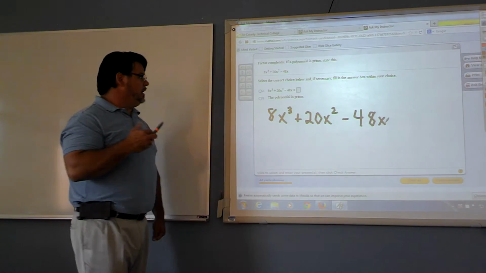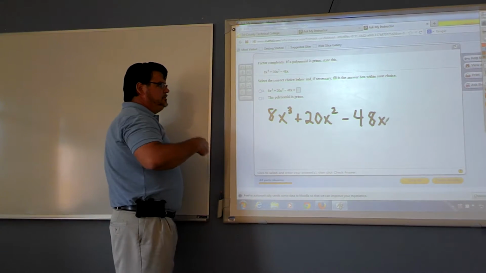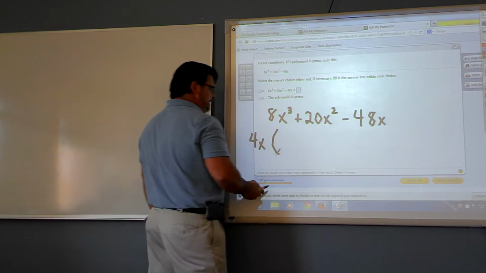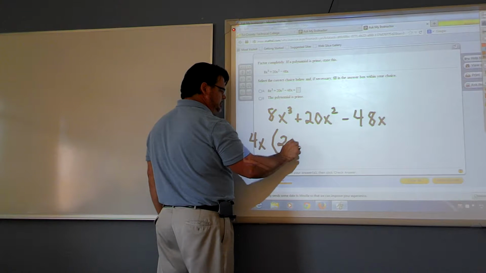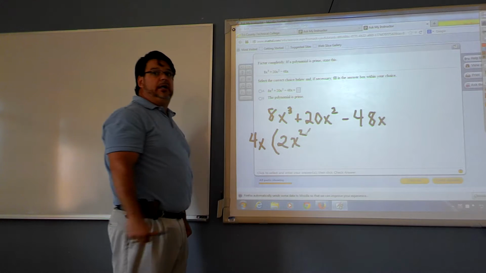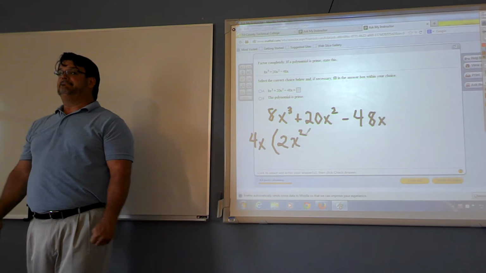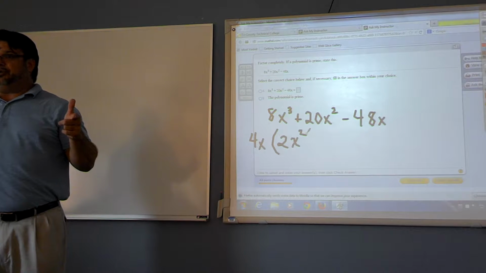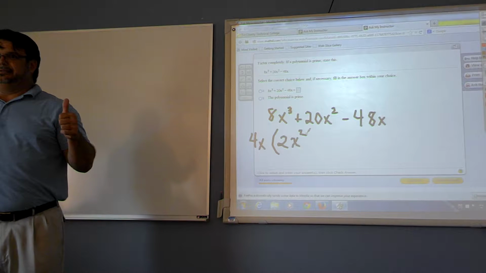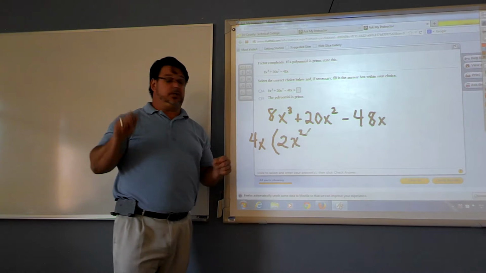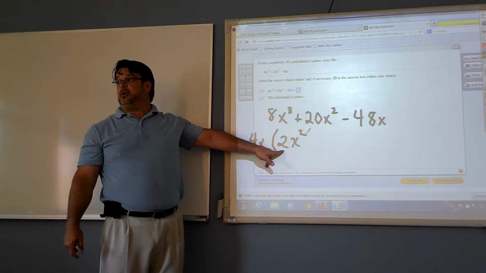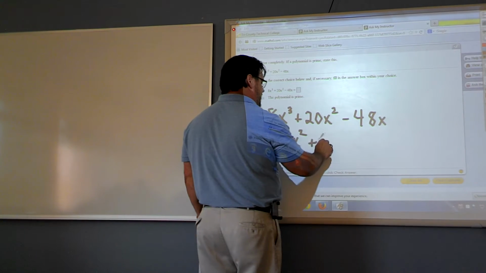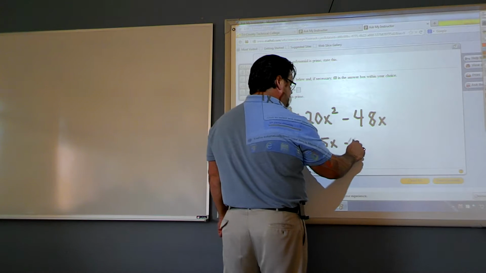Okay. All right. 8x cubed plus 20x squared minus 48x. Now I'm gonna factor out a what, 4x? Yeah. So, 4x, and that will leave what here, 2x squared? Now, we know it's not a shortcut, why? Because the first and the last term have to be perfect what? Squares. And you know that because you know your perfect squares. So it's not a shortcut because that's not a perfect square. You can't take the square root of 2. Plus 5x minus, I have no idea, 12.